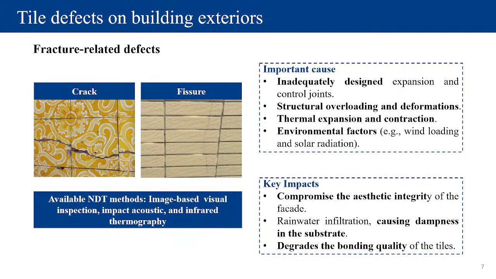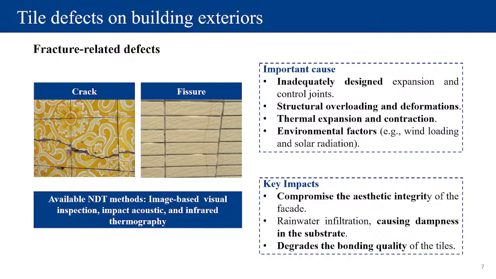And the second category of tile defect is fracture-related defect, which refers to linear separation, including cracks and fissures. A crack refers to linear separation with a width larger than 5 millimeters, and a fissure has a width of linear separation less than 5 millimeters. And the important causes of fracture-related defects include inadequate design, structural overloading, thermal expansion, and environmental factors.